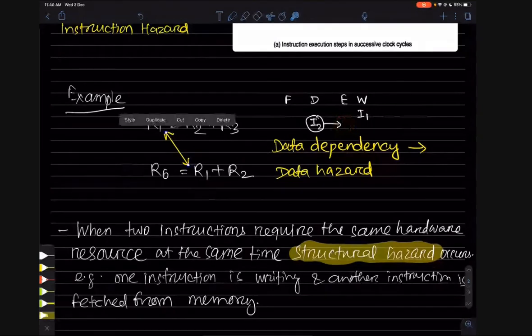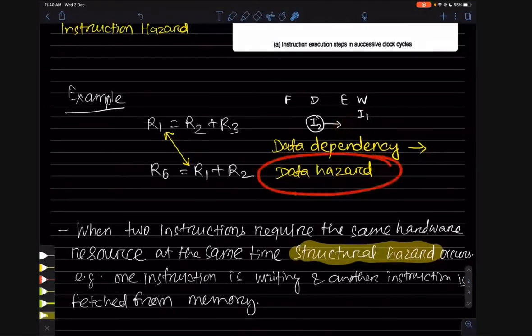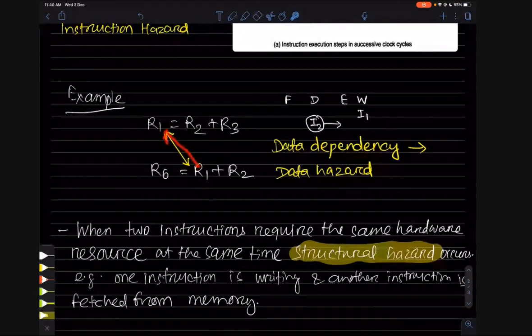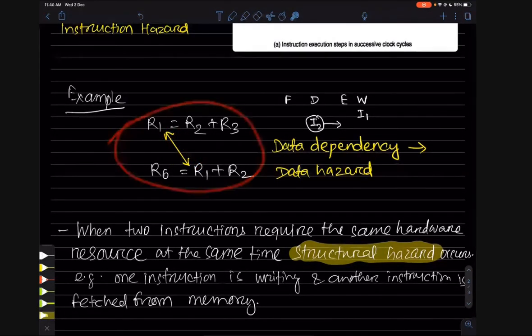So that type of hazard is called data hazard. It arises due to data dependency between two instructions. There is a dependency between this and this, so that's why there is a data hazard.